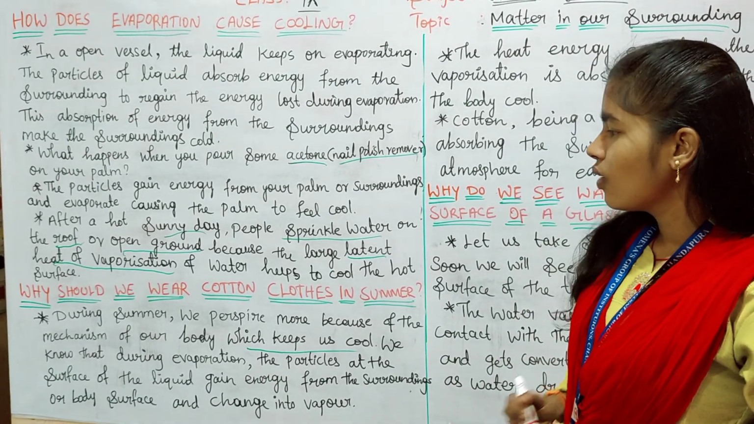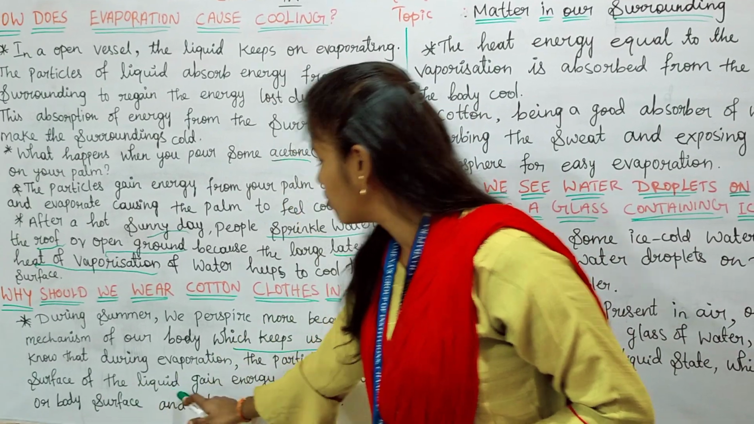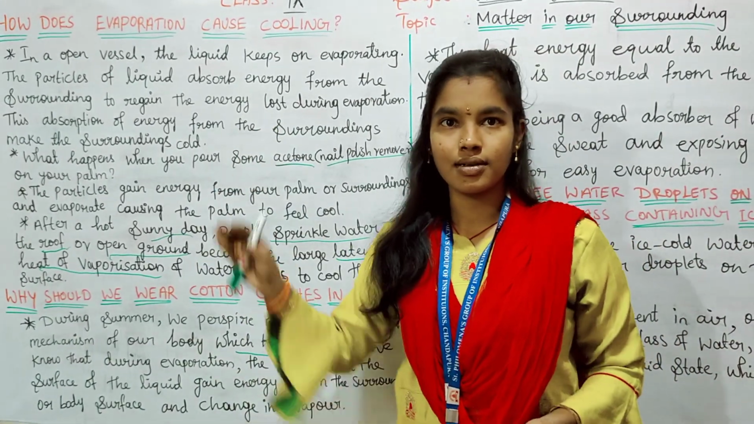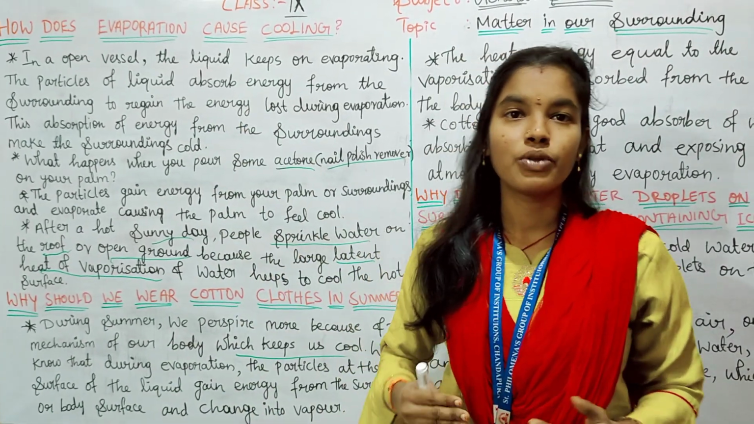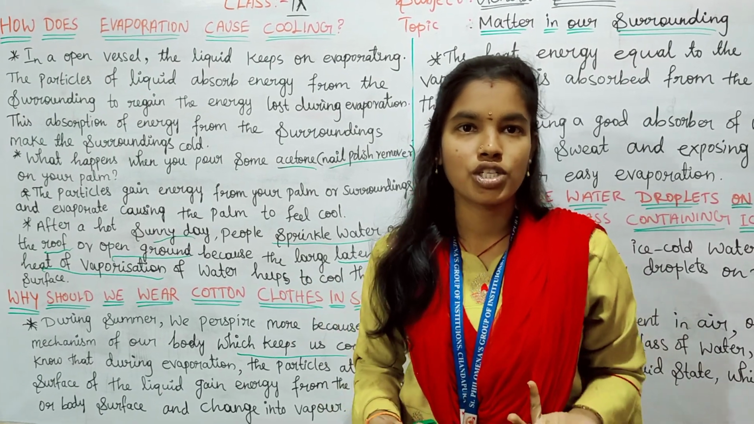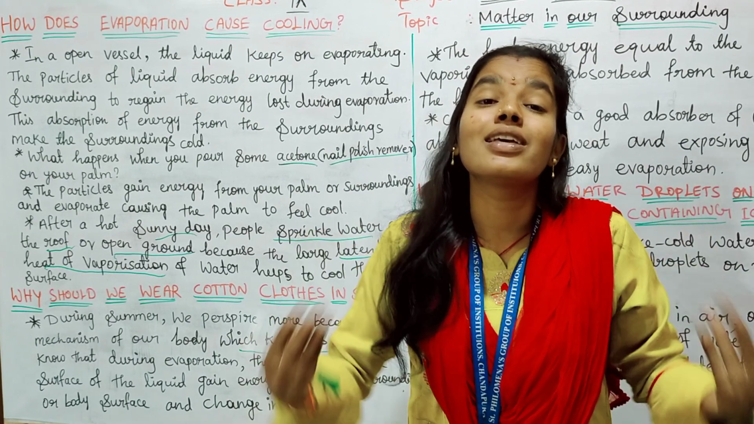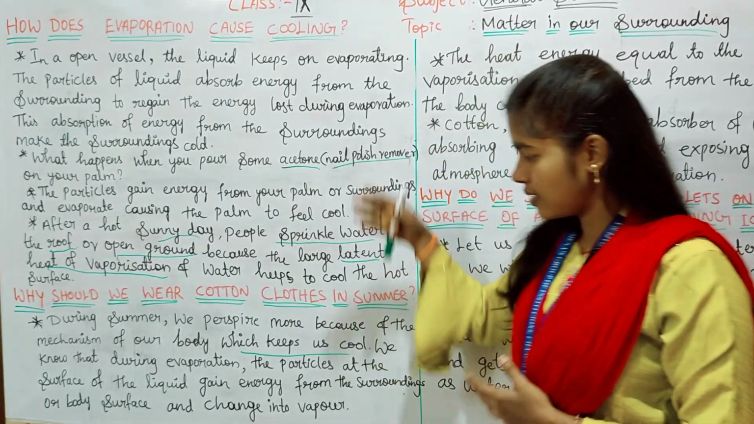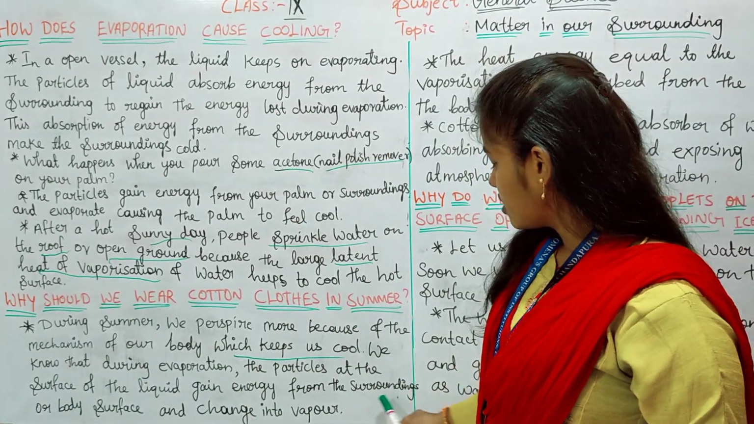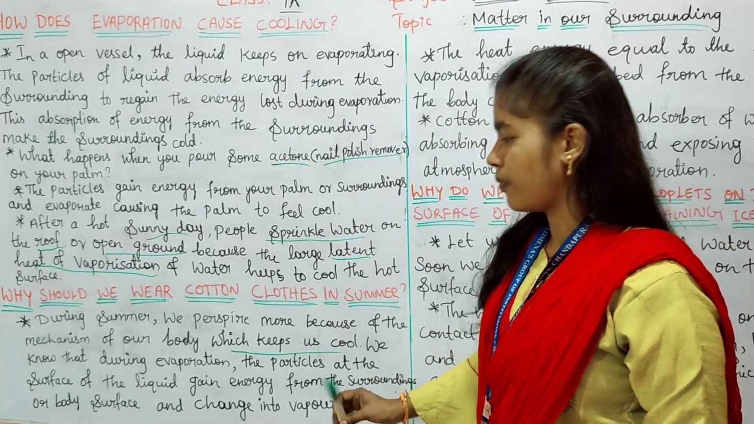We know that during evaporation, the particles at the surface of a liquid gain energy from the surroundings. Already we have discussed in the previous paragraph that evaporation causes cooling, and the particles absorb energy from the surroundings and make the surroundings cool. Air from the surroundings or body surface changes into vapor.